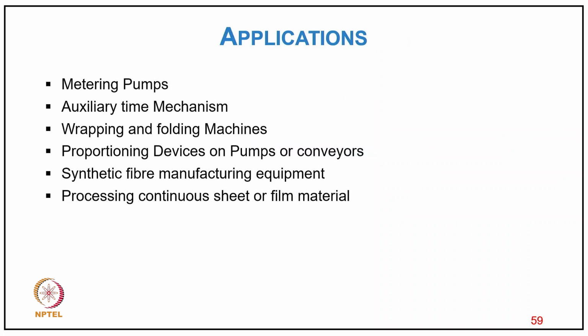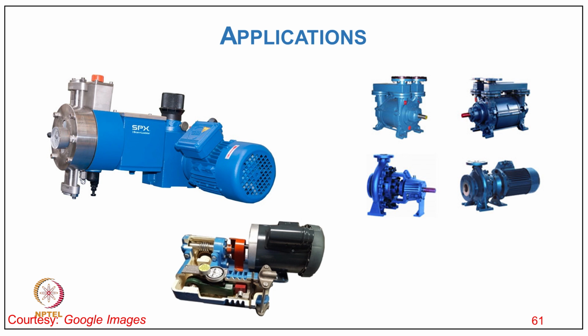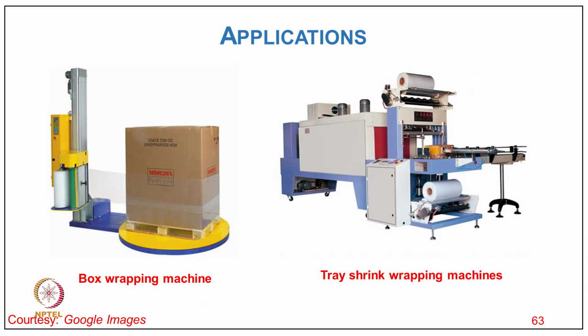Now coming to applications of this synchronous reluctance motor: metering pumps, auxiliary timing mechanisms, wrapping and folding machines, proportioning devices, pumps and conveyors, synthetic fiber manufacturing equipment, and processing continuous sheet or film material. So typically you can see how it looks, like a metering pump with the synchronous reluctance motor. Then typically the images of the synchronous motor with the wrapping and folding machines.